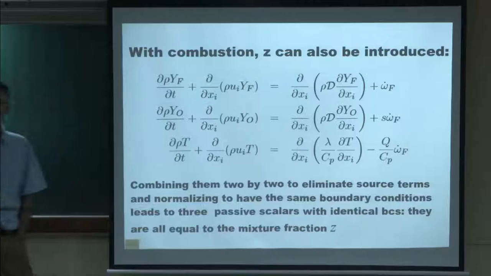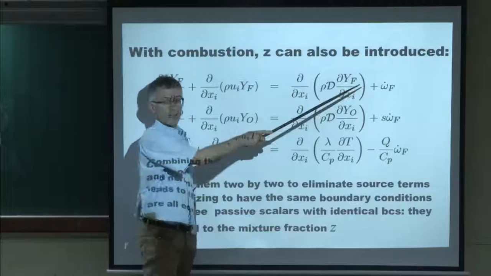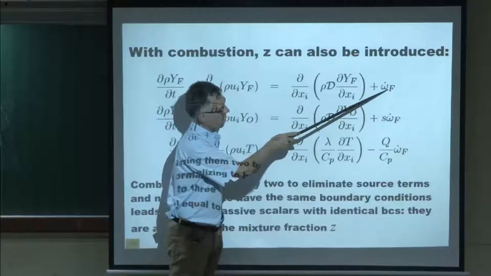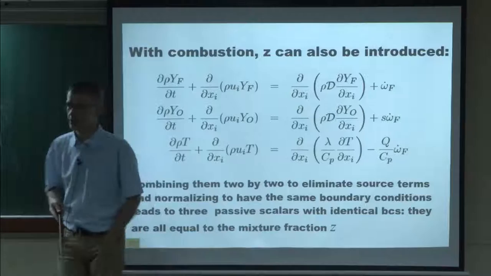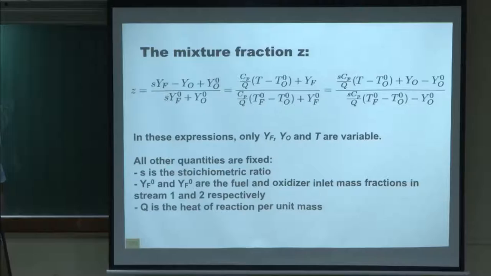Now, those are not passive scalars. They have source terms. But you see that if you look at these equations, because we have supposed we have single step chemistry and all these simplifications, if you take these equations, multiply it by S, and subtract it from that one, source terms will go away. Okay? And we'll be able to create a passive scalar equation. If I take this one, multiply it by minus Q over Cp, I can add it to that one and get a passive scalar. And if I take that one, divided by S, multiply by Q over Cp, I can also create a third passive scalar. So if you do that, you end up with passive scalars.